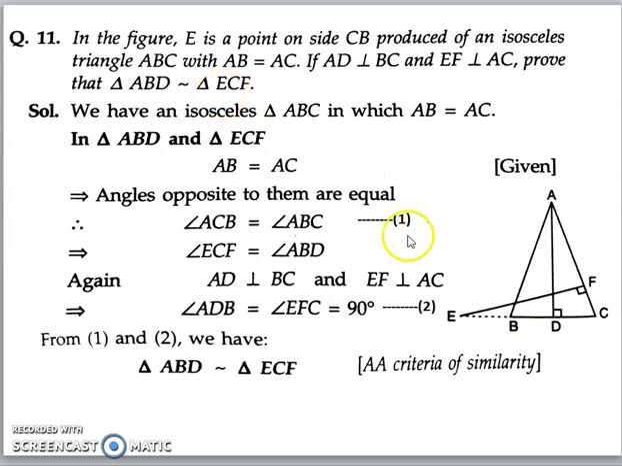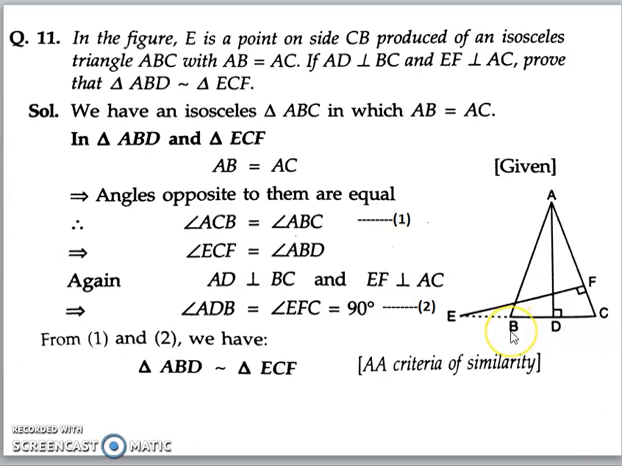So in the figure, E is a point on the side CB produced of an isosceles triangle ABC with AB equal to AC. So if AB is equal to AC, I can say by the isosceles triangle property, angle B and angle C must be equal because they are angles opposite to equal sides. And you also have AD perpendicular to BC, that is given, and EF is perpendicular to AC. So I can say these two angles are 90 degrees each.